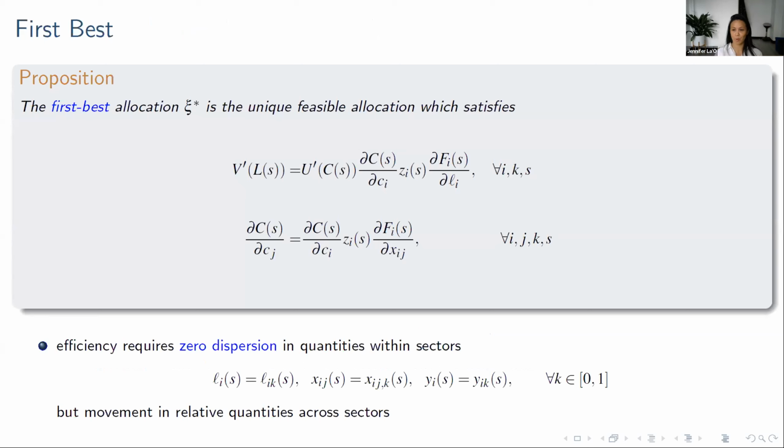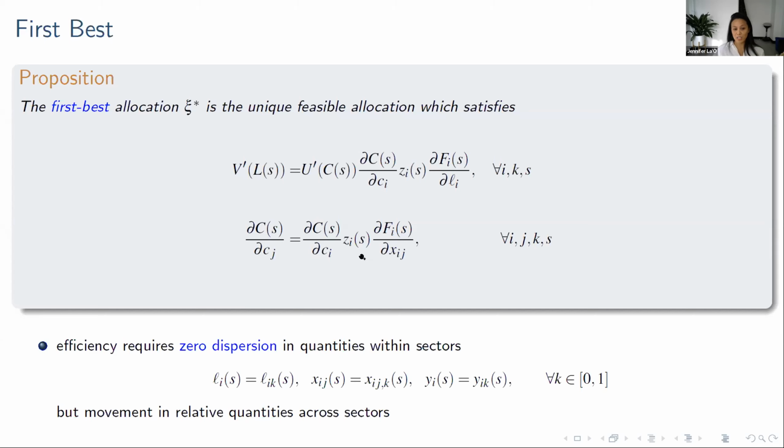So let's first think about what is the first best in this economy. The first best allocation in this economy is just the unique feasible allocation which satisfies these conditions, which is simply that the marginal rate of substitution between consumption of any good and labor is equal to their marginal rate of transformation, which is just the marginal product of labor. And then between any two goods, the marginal rate of substitution between any two goods is equal to their marginal rate of transformation, which is just the marginal product of good J in the technology, in the production of good I.